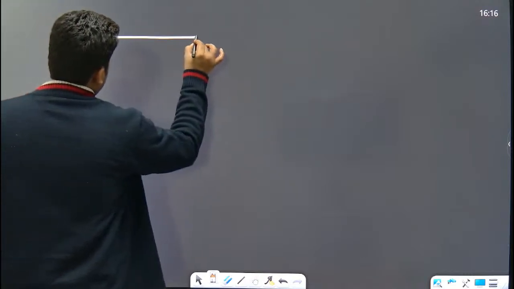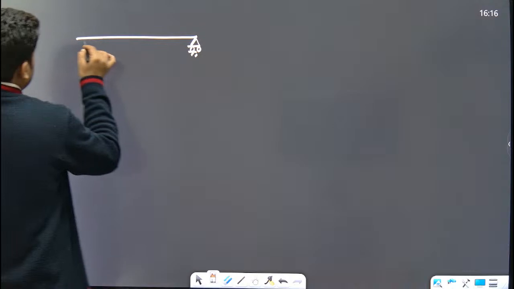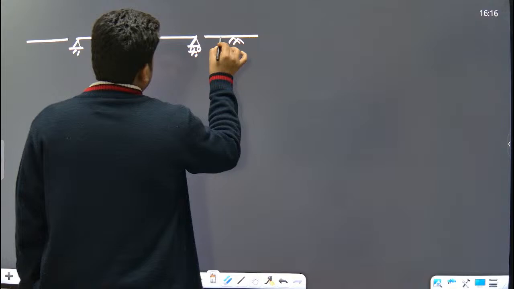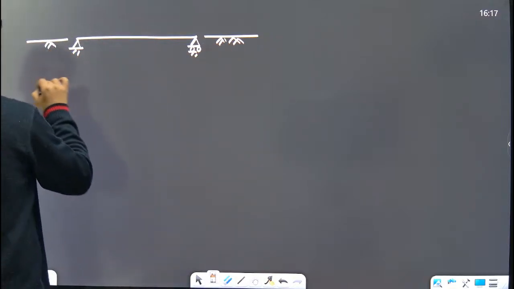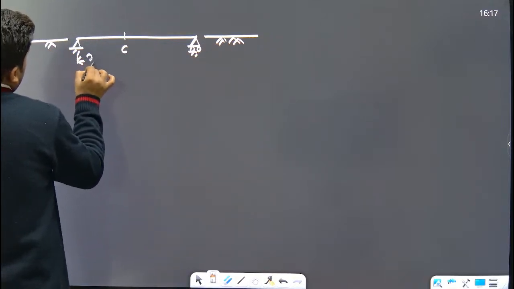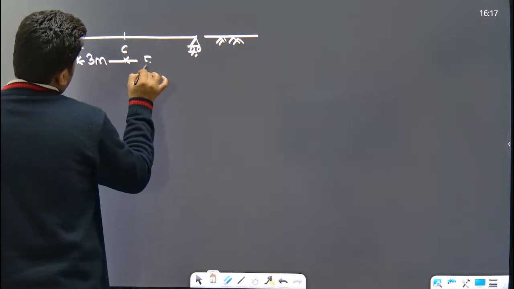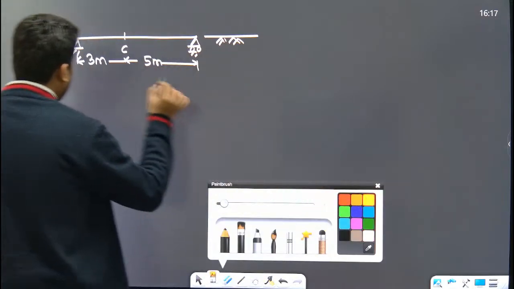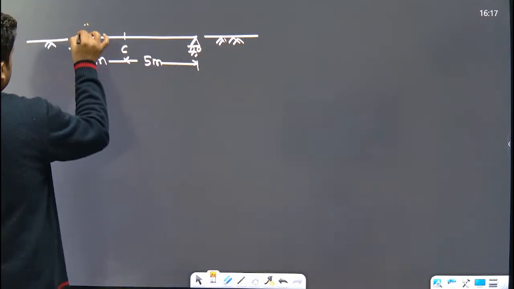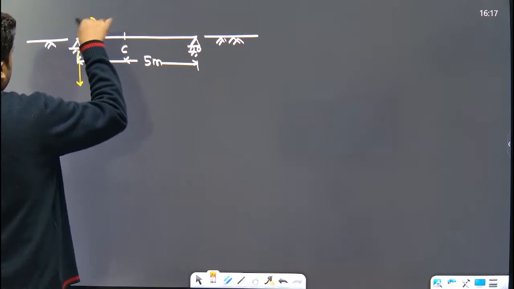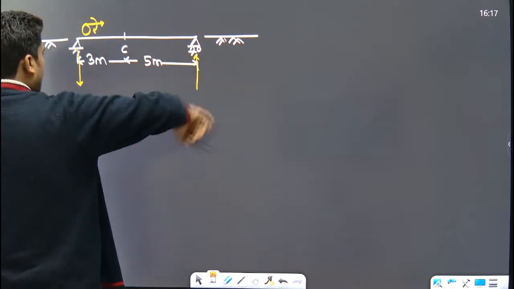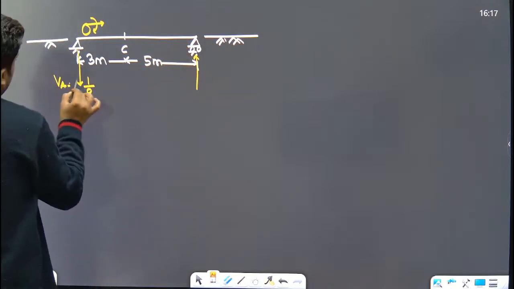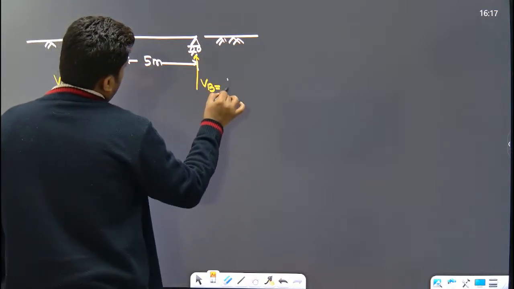This is a simply supported beam. This is C, this is 3 meter, let us suppose, and this is 5 meter. Reactions are: this is a clockwise moment, so an anti-clockwise moment will be developed. So this will be 1 upon 8, reaction at A, reaction at B is 1 upon 8 only.